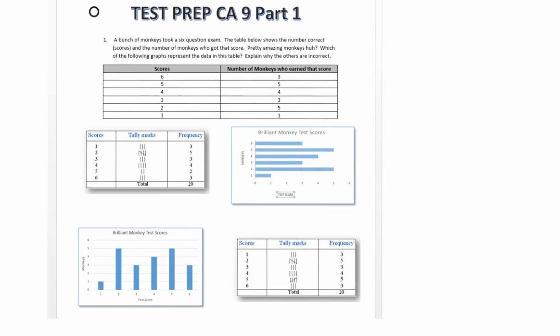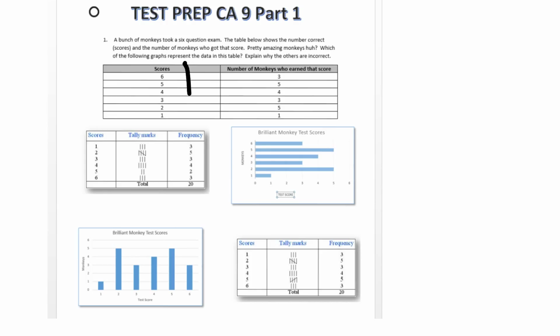So here we go. Moving on to Test Prep CA9 Part 1, it says, a bunch of monkeys took a 6-question exam. The table below shows the number correct scores and the number of monkeys who got that score. Pretty amazing monkeys, huh? Which of the following graphs represent the data in this table? Explain why the others are incorrect.